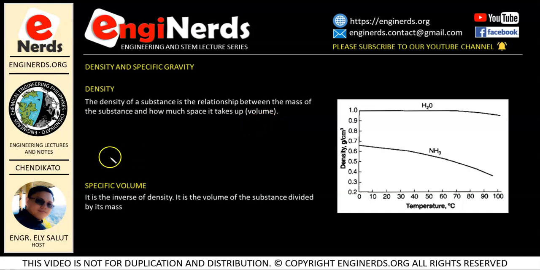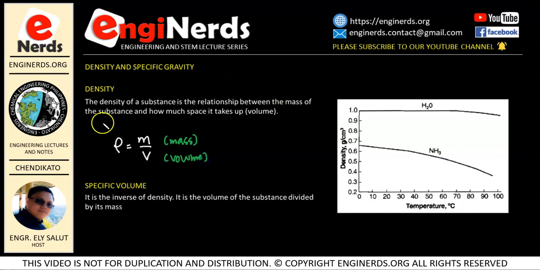or the volume. So basically, it is the ratio between the mass of the substance and the volume it occupies. So we can say that density is equal to mass over volume. Okay, so our M here stands for the mass and V stands for the volume.